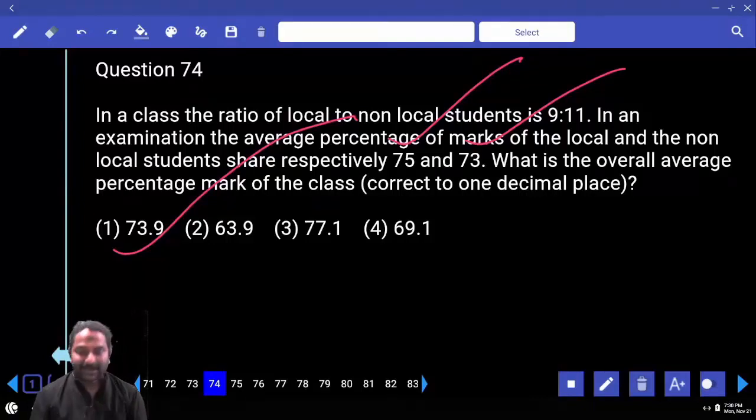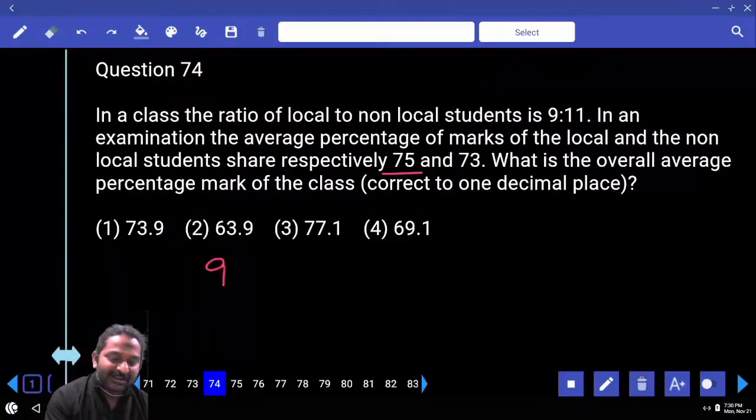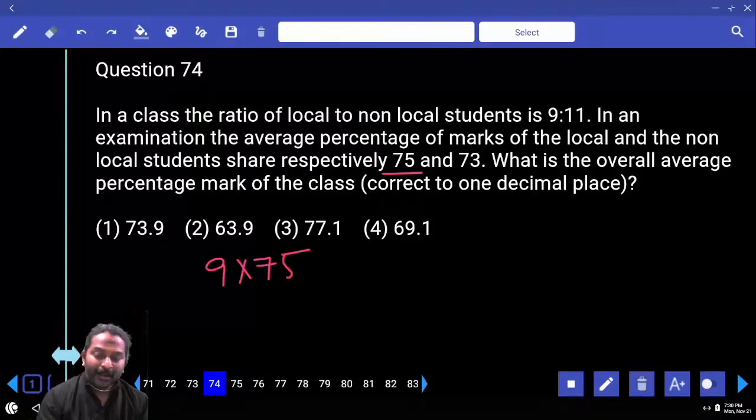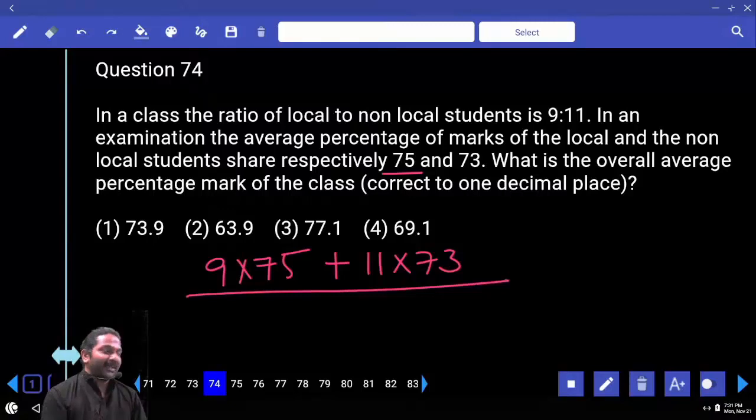If you want to calculate, 75 is the average for local. How many local candidates are there? 9. Into 75 is their total. And how many non-locals are there? 11. And their average is 73. And their total is 11 into 73. When you add both, you will get the total, right? Now to convert into average, divide by 9 plus 11, 20. This is what you need to calculate.